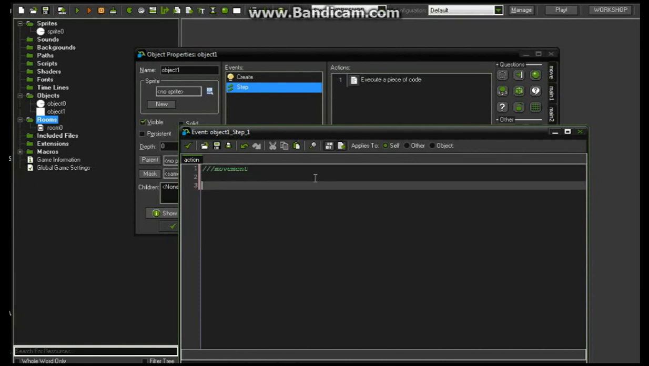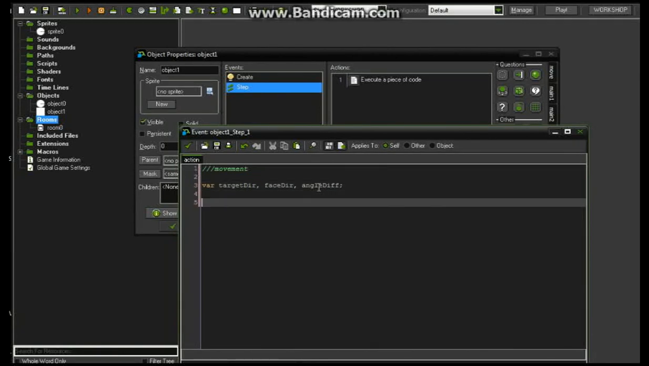All right. So we're going to start by declaring three variables: target direction, our facing direction, and our angle difference. Those are going to be our first three variables.